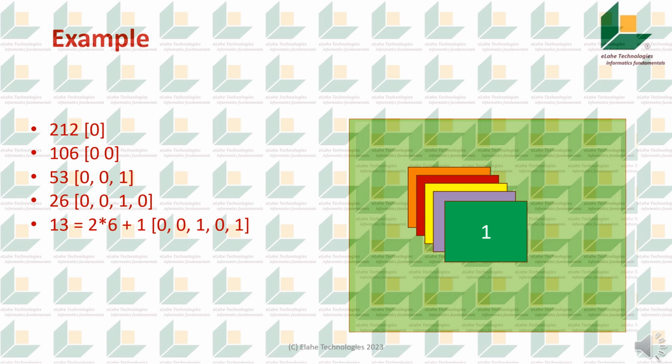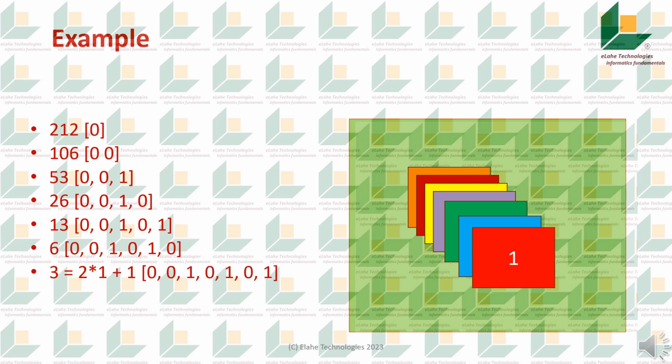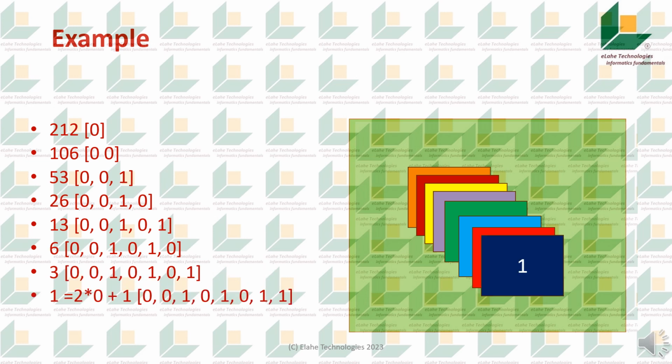13 is equal to 2 times 6 plus 1. We push 1 onto the stack. 6 is equal to 2 times 3 plus 0. We push 0 onto the stack. 3 is equal to 2 times 1 plus 1. We push 1 onto the stack. 1 is equal to 2 times 0 plus 1. We push 1 onto the stack.